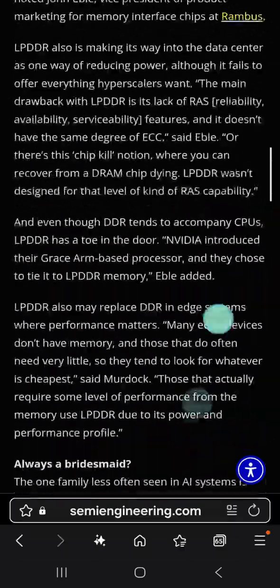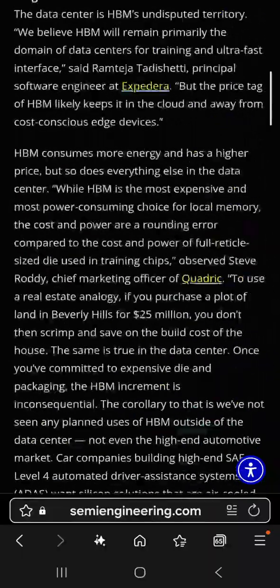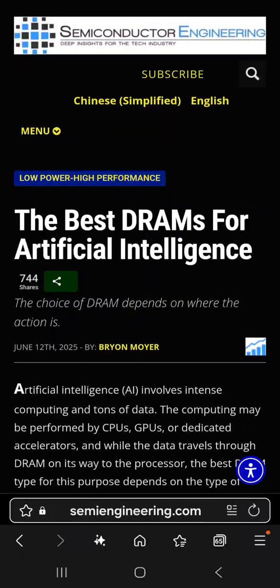Okay, today I read this article, The Best DRAMs for Artificial Intelligence.